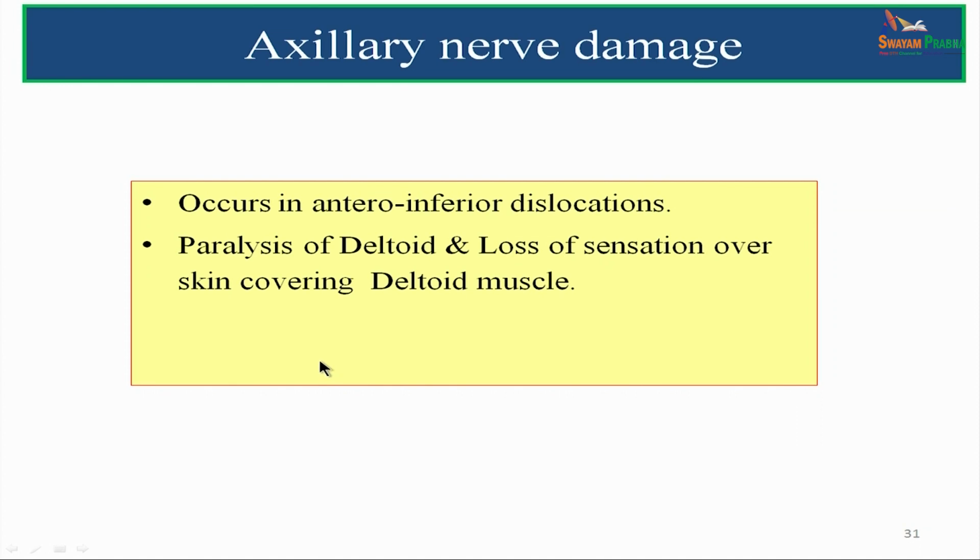Axillary nerve damage occurs in anteroinferior dislocations, as mentioned earlier. The slipped head from the glenoid cavity can compress the axillary nerve downwards, and it can result in injuries to the structures.